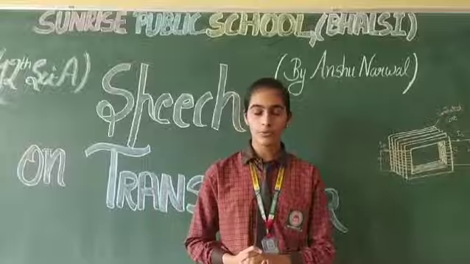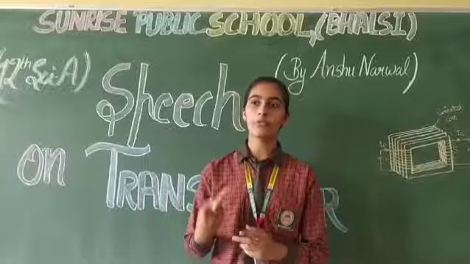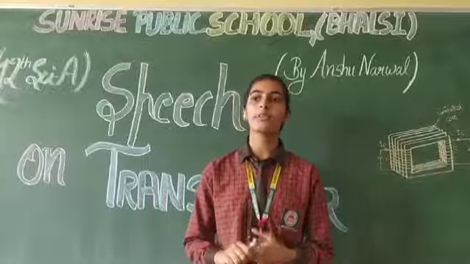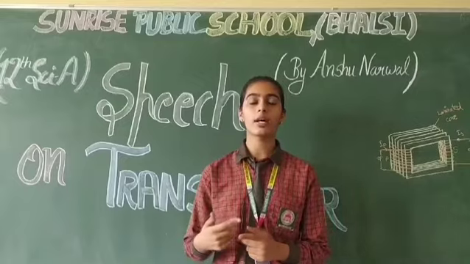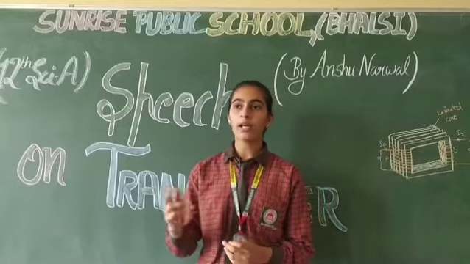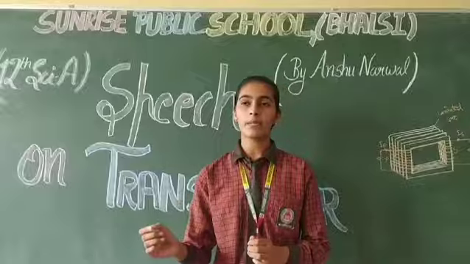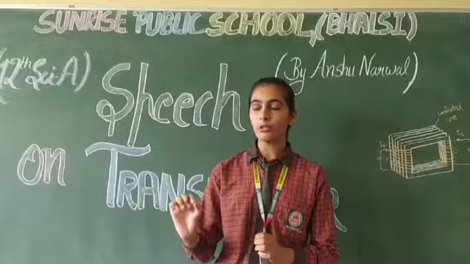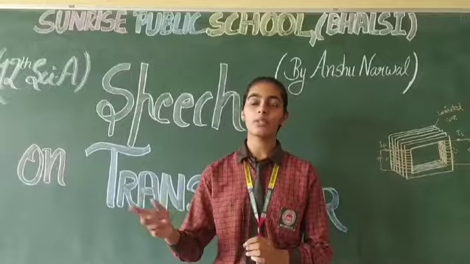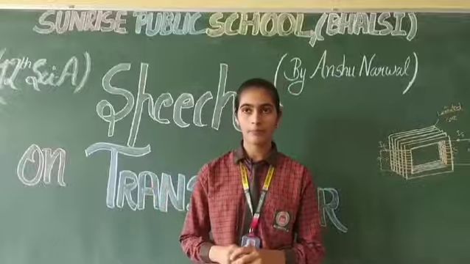Now about the construction of the transformer. A transformer consists of two coils which are insulated from each other, and they are wound over a soft iron core. The soft iron core is laminated to minimize the value of eddy current, and we will discuss this in brief after a few moments.